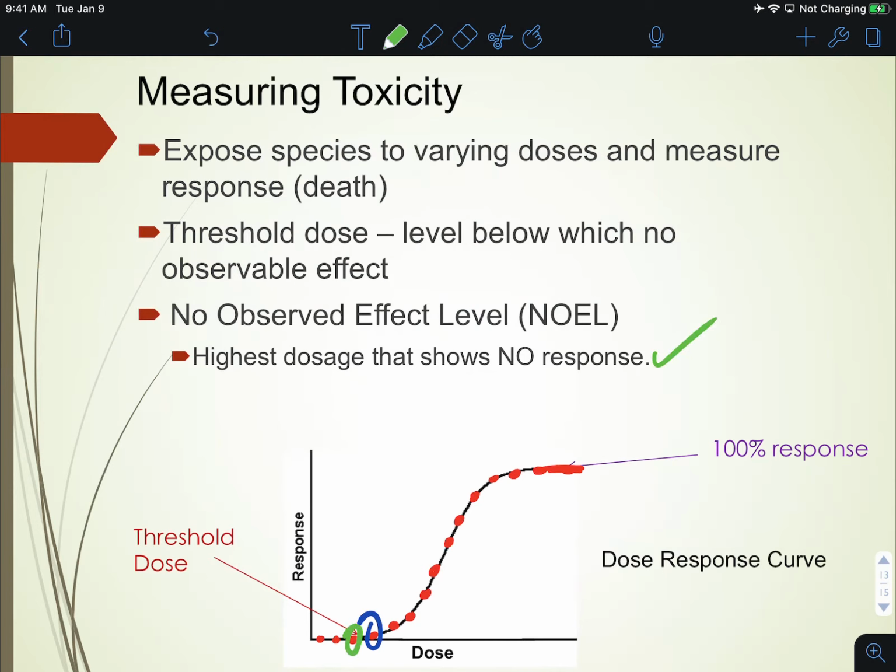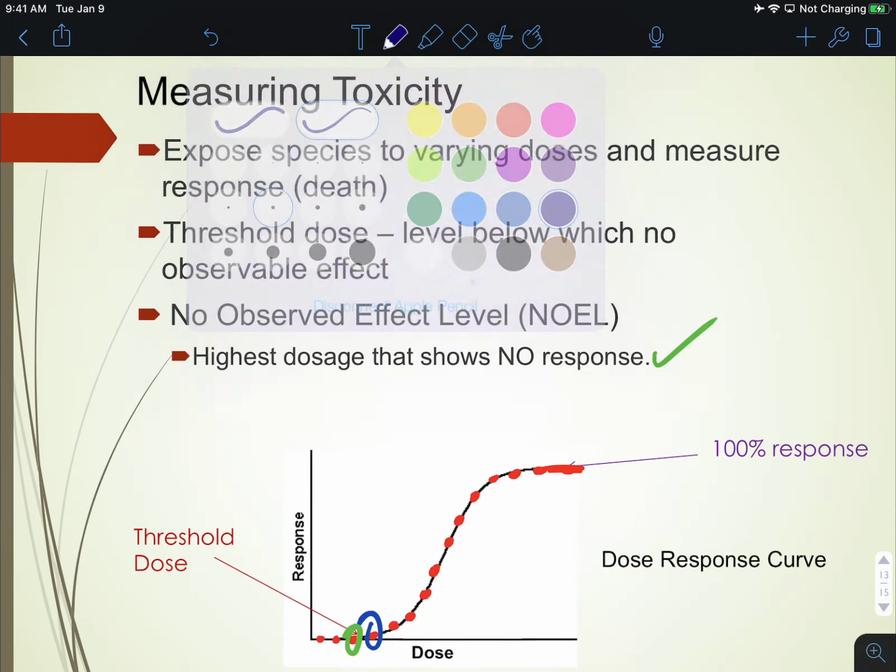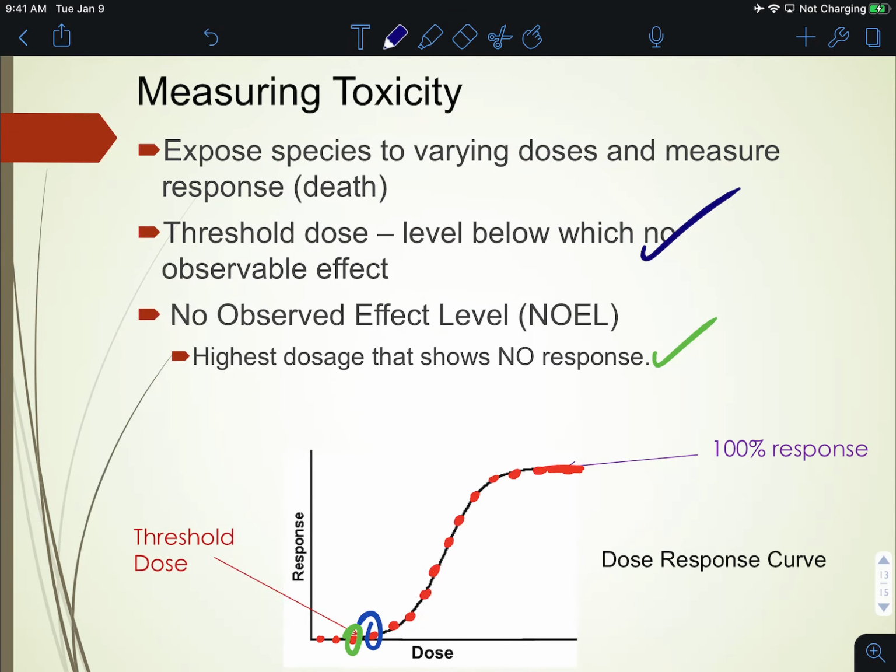This doesn't show a response. We'd say that one is actually the NOEL, and the threshold dose really would be this blue one here. So I had originally not drawn the data points on the original figures, so I just wanted you to distinguish between those. And this is usually done in dosage of milligram per kilogram, of course.